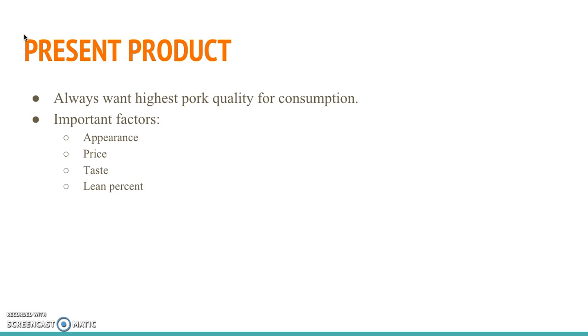Finally, we must present the product. We want to present the product with the most genetically improved, that way consumers are satisfied with what they're paying for. The most important factors for consumers is appearance, based on what it looks like in the store on the shelf, price, because of what they're paying, taste, and lean percent. We really want to make sure that as we're genetically improving the swine, that we're getting the best product for the consumer, because that's what it's all about.